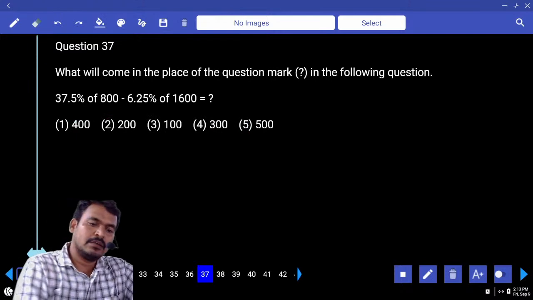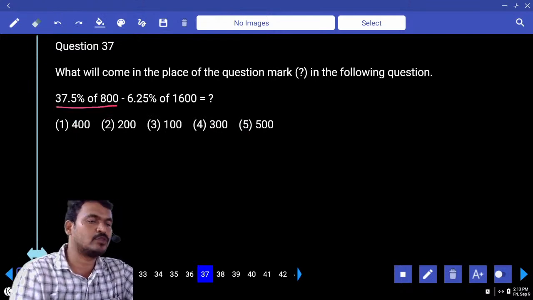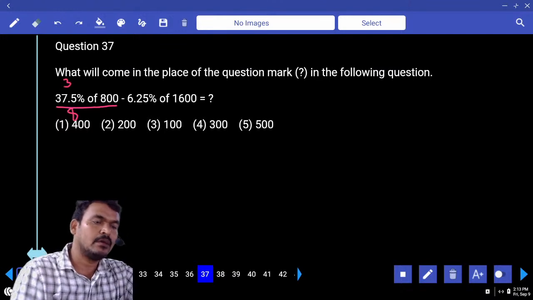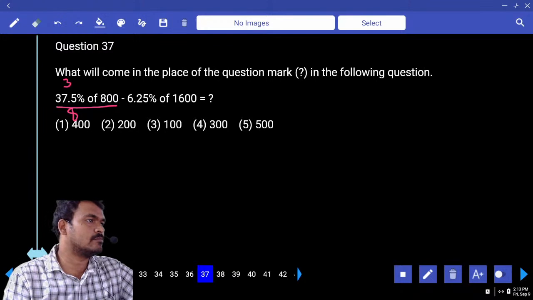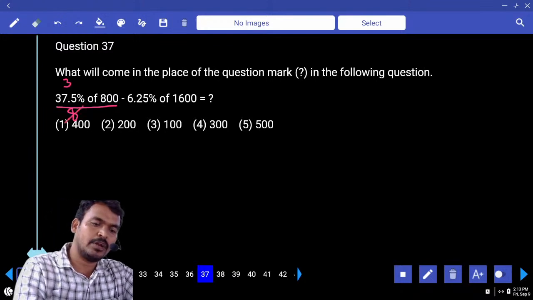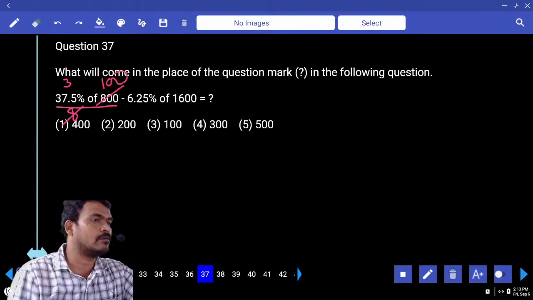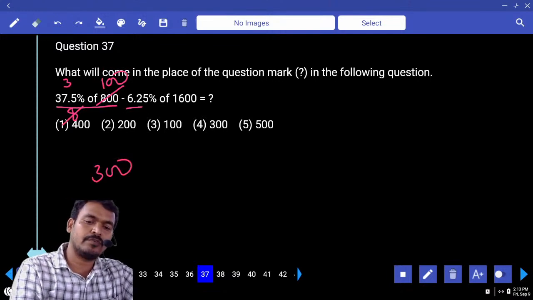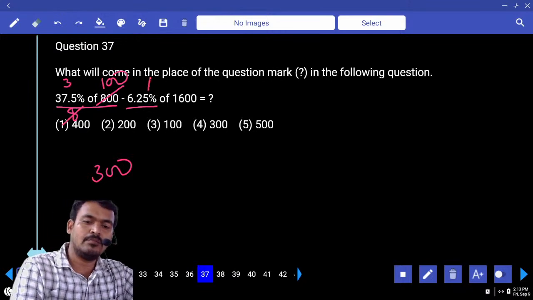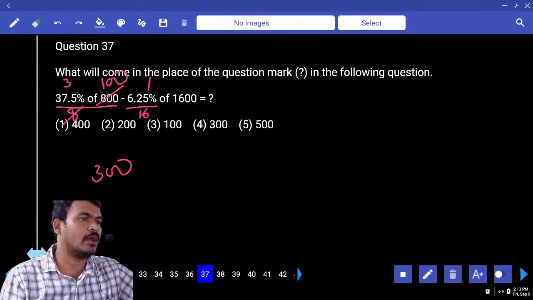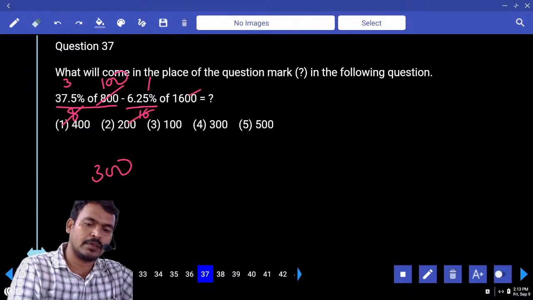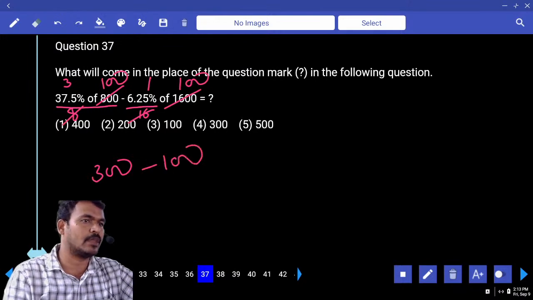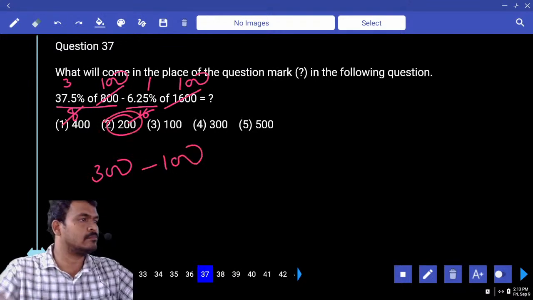37. 37.5% of which one? 800. 37.5% means the fraction 3 by 8. 8 is how many times 800? 100 times, or not? It is how much? 300 or 400? 300. 0.25% means the fraction 1 by 16. How many times? 100 times, or not? Then the answer is 300 minus 100. How much? 200, or not?